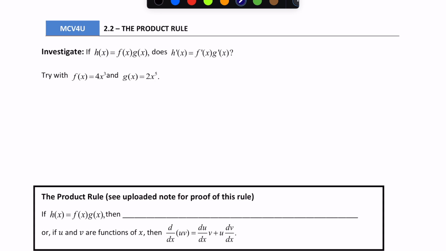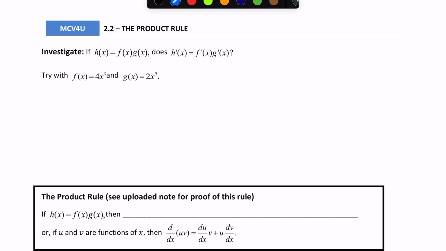So here we're going to start and we're going to determine if h of x is equal to f of x times g of x. So multiplication of two functions. Does h prime of x equal f prime of x and g prime of x?